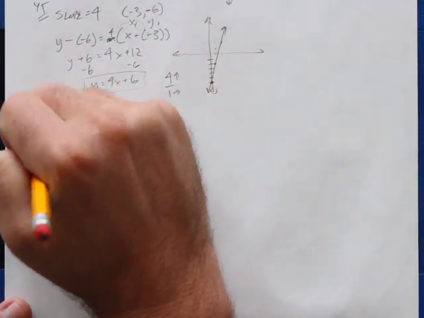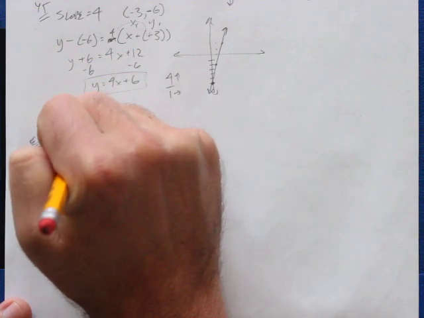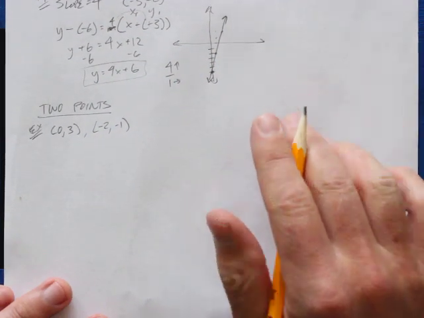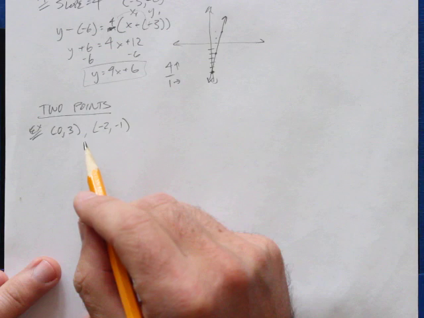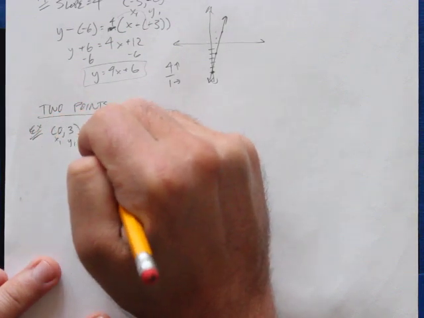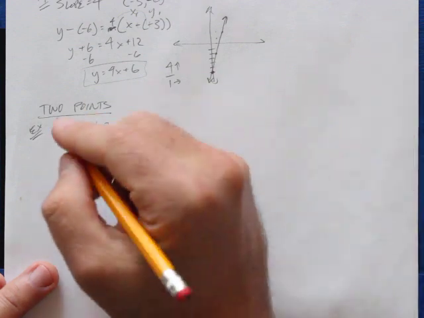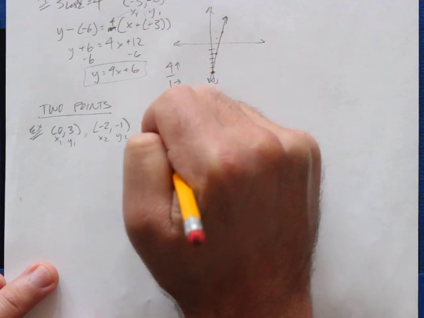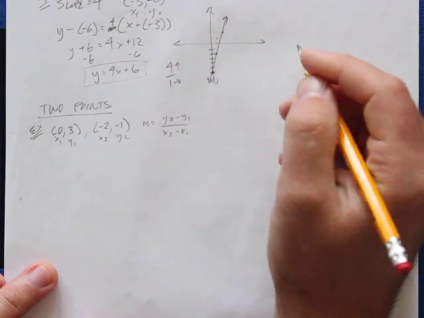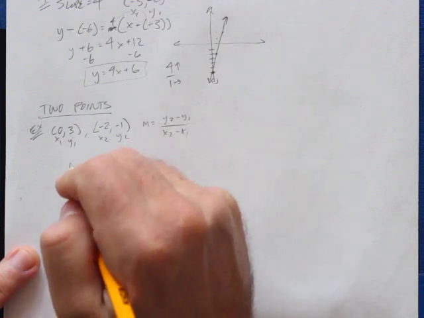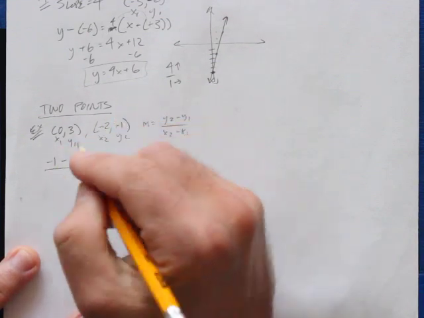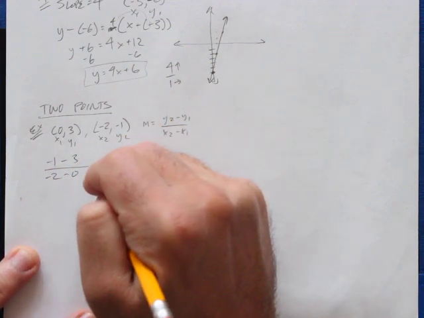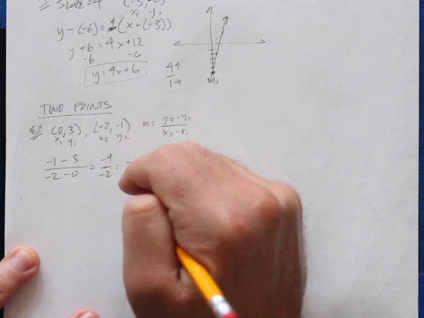Okay, here's an example. I'm given 2 points, (0, 3) and (-2, -1). So I'm going to label these (x1, y1) and (x2, y2). I don't have the slope yet, but I know how to get the slope. The slope is m equals y2 minus y1 over x2 minus x1, which we looked at last lesson. So y2 is -1 minus y1, which is 3. x2 is -2 minus 0. So that becomes -4 over -2, which is positive 2.